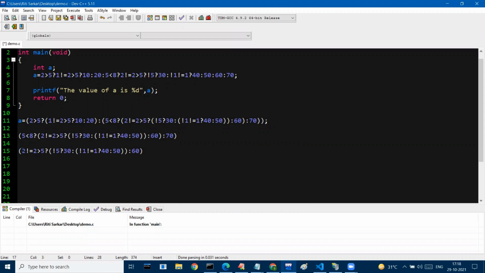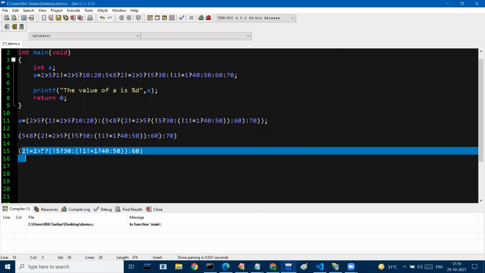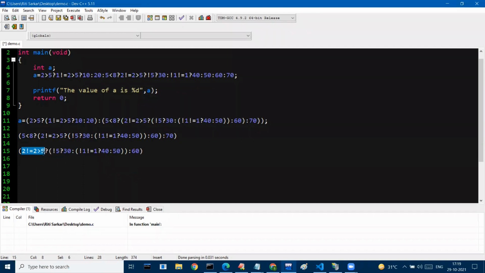Now here, see these. 2 not is equal to 2, 2 greater than 5. Who is having high precedence? Greater than is having high precedence. So which part will be executed first? This part. Is 2 greater than 5? No. Relational operator, what answer will be returned? 0. Now this part will become 2 not is equal to 0. 2 not is equal to 0 is true now. Then automatically which part will be executed? This part, because expression 2 will be evaluated. So now my concentration is to evaluate this part.